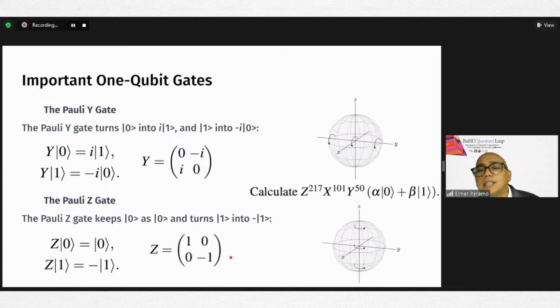Okay, for your exercises, calculate Z raised to the 217, X raised to the 101, Y raised to the 50 of alpha ket 0 plus beta ket 1. What is the value of Y squared? And the value of Z squared? So try multiplying it to itself and see what will happen. Since it's just a rotation, when you multiply this with itself, it should end up in the same place. So Y squared is also the identity, and Z squared is also the identity.